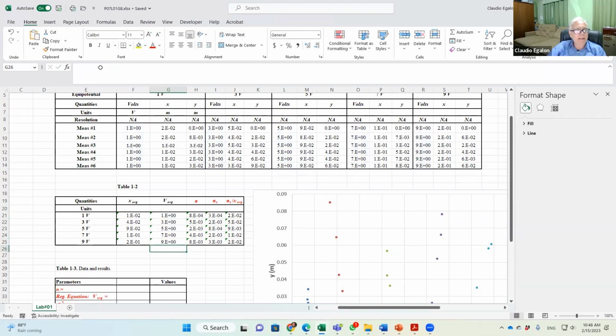Why am I doing that? Because I'm going to plot a second graph. I'm going to plot a second graph.